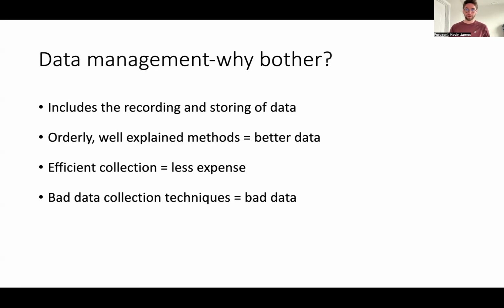So this includes the recording and storing of data. You want to make sure to have orderly and well-explained methods because better methods mean better data. It means data that can be repeated by others. So if you're the one gathering data and you're looking at a 5-year plan and someone else needs to gather that data in 5 years, if you have well-explained methods that are easy to follow and easy to use, then you're just going to have better data that you can use into the future.